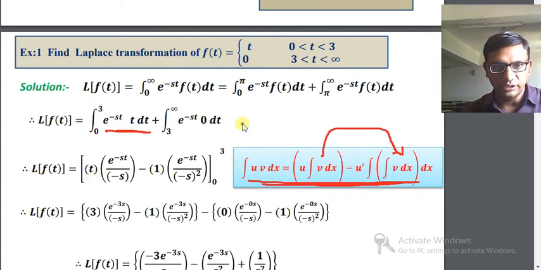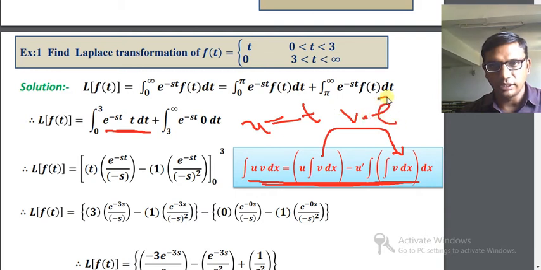First we take u equal to t and v equal to e raised to minus st. So first u as it is, that is t as it is, times integration of v, that is e raised to minus st upon minus s, minus the derivative of u, that is the derivative of t, that is 1, and the integration a second time of this function. The integration of this part is again e raised to minus st upon minus s, the whole square.